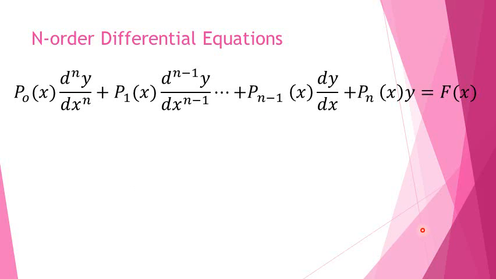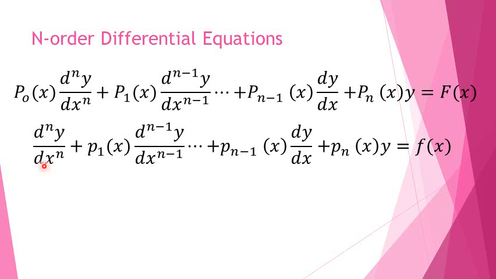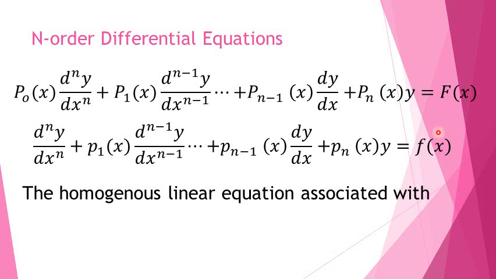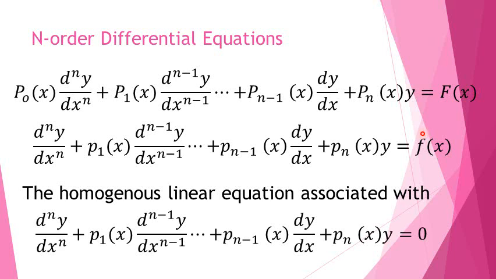So how do we handle these nth order differential equations? Well, we do the same thing we did before. We want the coefficient in front of the highest order derivative to be 1. So I'm going to divide the whole equation by this polynomial right there, and when you do that, we get this non-homogeneous differential equation. And of course, there is a homogeneous linear equation associated with this one, and we can get it by making this f of x 0. And so this is the homogeneous differential equation.